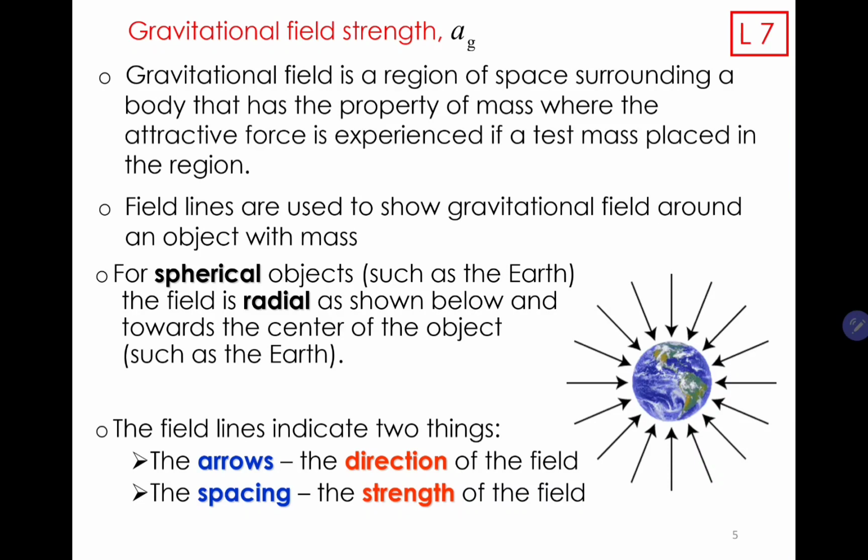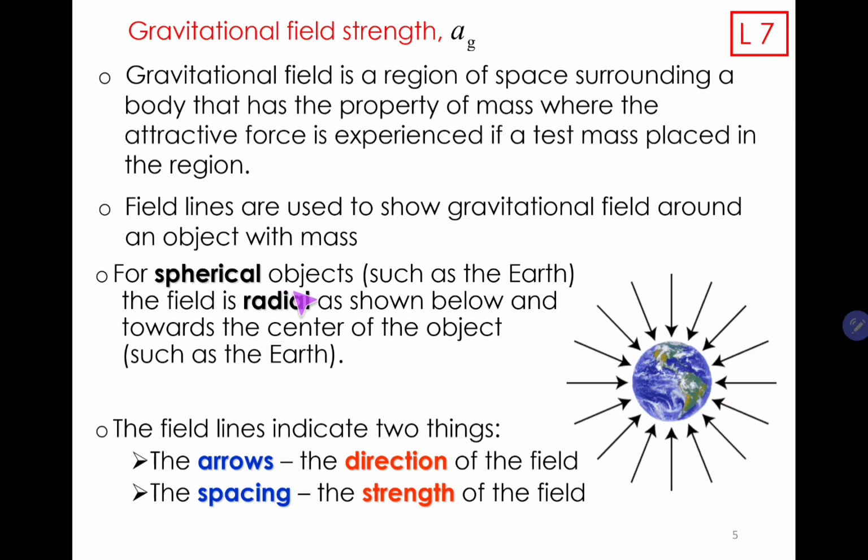Alright, so field lines are used to show the gravitational field around an object with mass. In this case, to show the gravitational field strength, we are using lines. So the lines now represent our gravitational field around the object. For example, like this, there are so many lines in it. So the lines now represent our gravitational field strength.